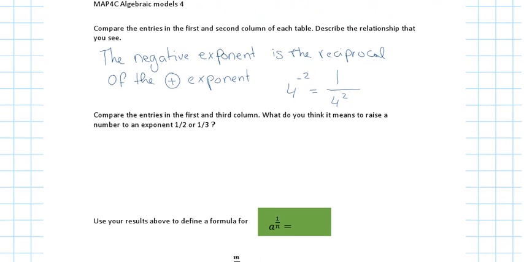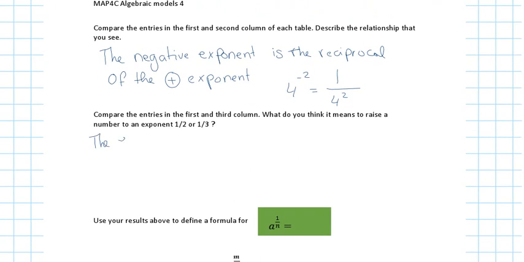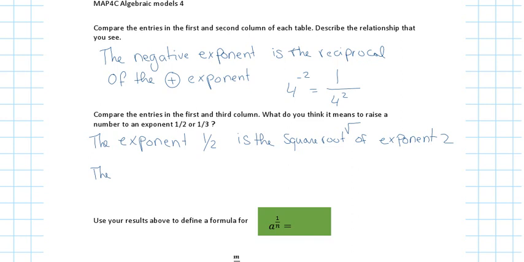And then we said that the exponent 1/2 is the square root, the exponent 2, and the exponent 1/3 is the cube root of exponent 3.